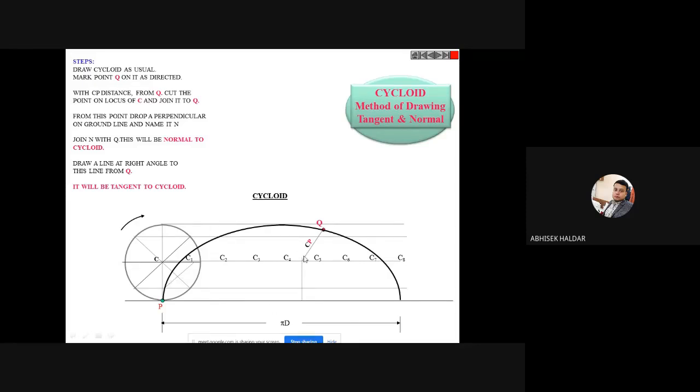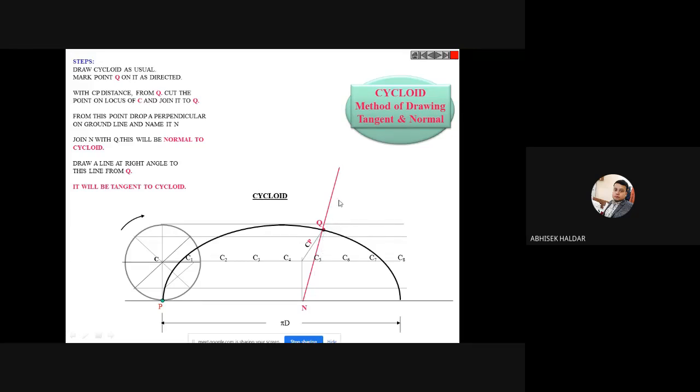So from that point I drop a vertical, that means a perpendicular, on this straight path, which cuts the straight path at a point. Say, for example, that point is N. From this point N, I will take my scale, join N to Q, and extend it like this.